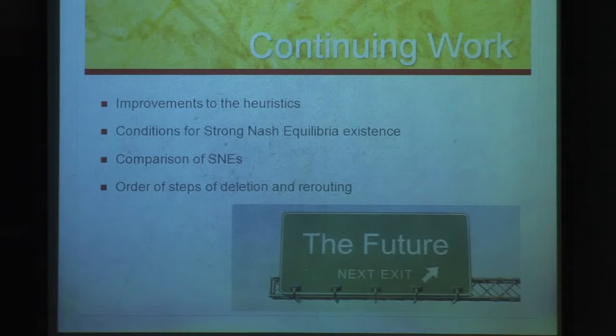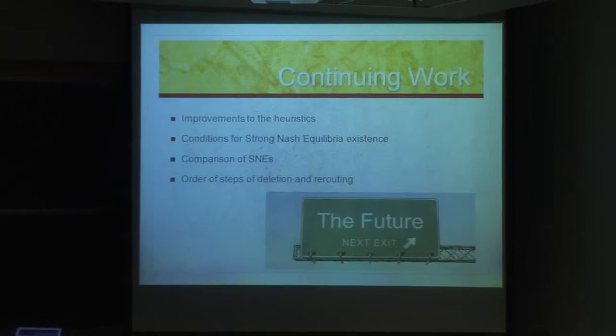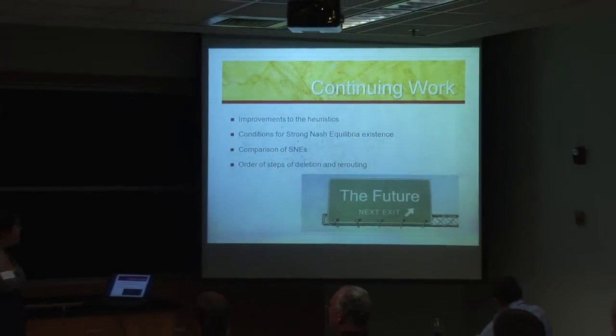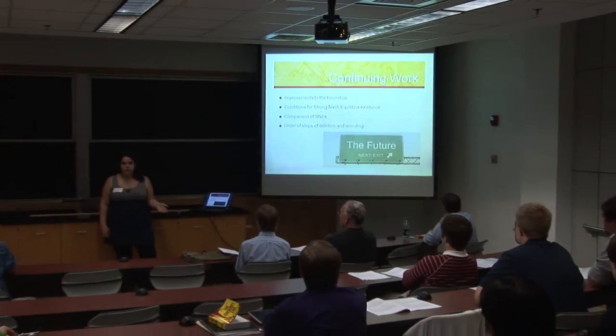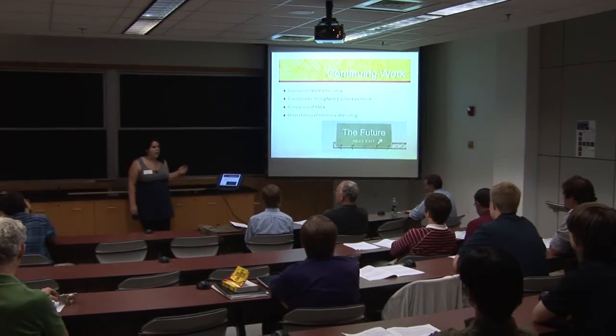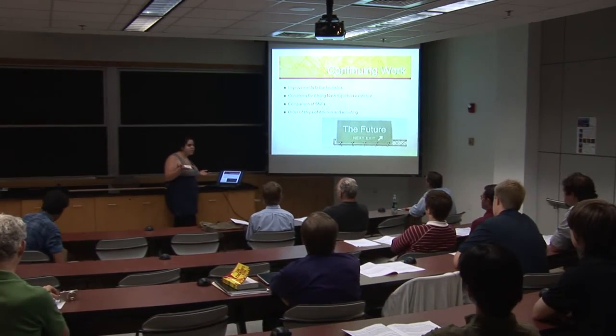Continuing work in the future, I'd like to make improvements to the heuristics, working on the outcomes in the strong Nash equilibria heuristic and improving the cooperative one in general. Also, I said SNE existence is an NP-complete problem, or is suspected to be. However, if we study graphs where SNEs do exist, we can look for conditions that are always present and hopefully determine existence faster. If we compare different strong Nash equilibria, oftentimes graphs have multiple in one graph, and it would be great to measure which is more stable.